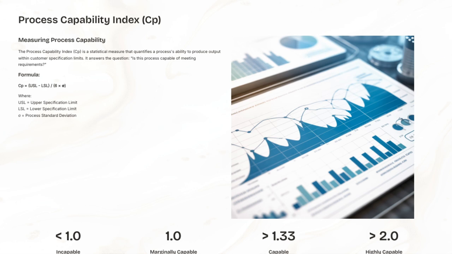And finally, if the CP drops below 1, we're in trouble. The process cannot meet specifications at all, and major improvements are necessary.